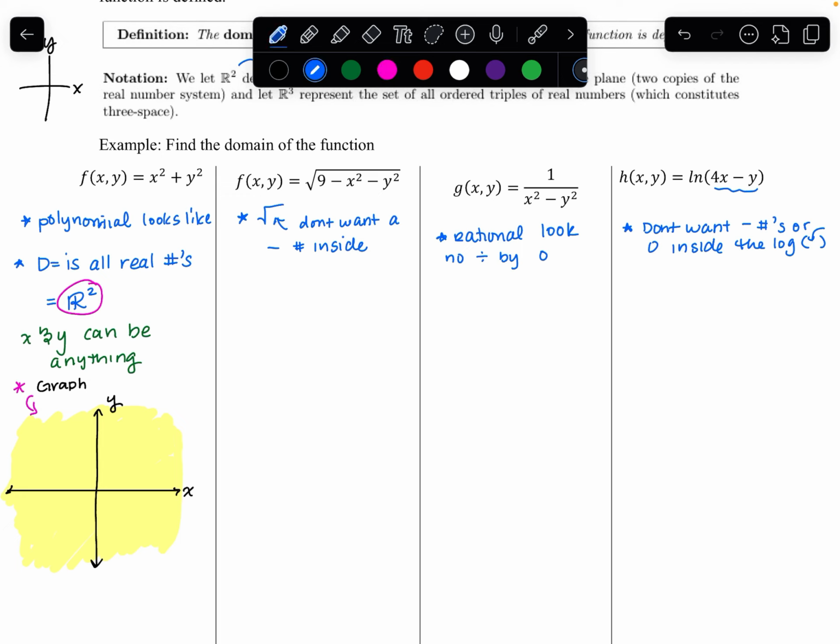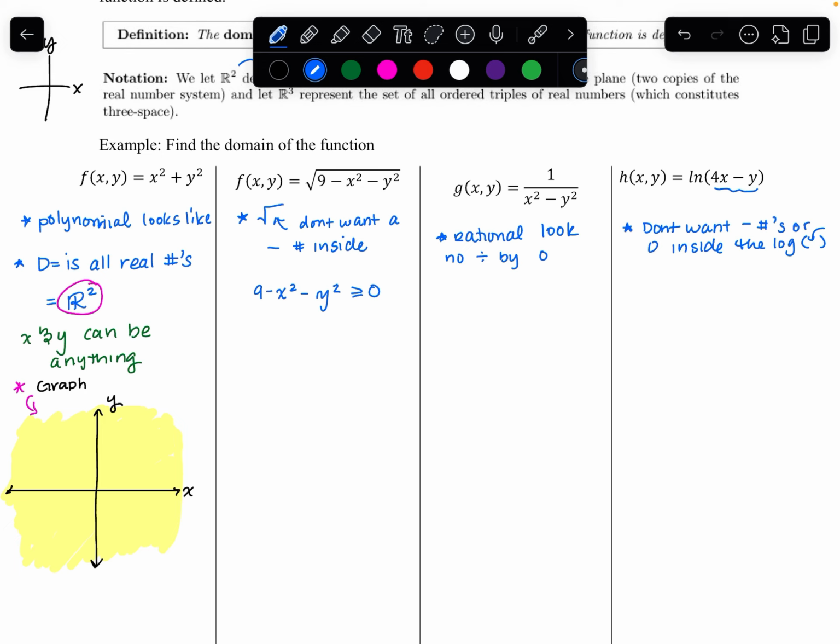All right, let's move on to the square root. What we've talked about is we just don't want the inside to be negative. So 9 minus x squared minus y squared just needs to be positive. It can in fact be equal to 0. So that works out.